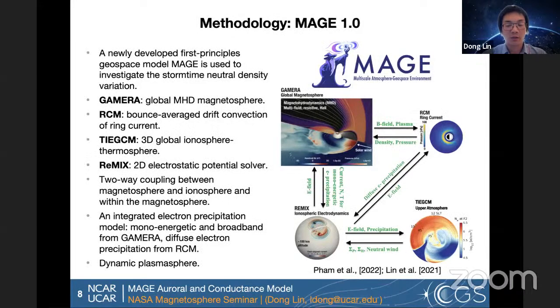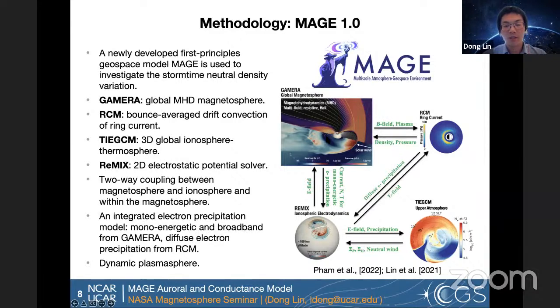Our primary tool here at the CGS is the MAGE model, the Multiscale Atmosphere-Geospace Environment. Anthony just showed a grand blueprint of this MAGE model. What I'm showing here is the current iteration. You can call it MAGE 1.0. Here are the critical components of MAGE 1.0. It includes the Gamera global MHD model for the magnetosphere.